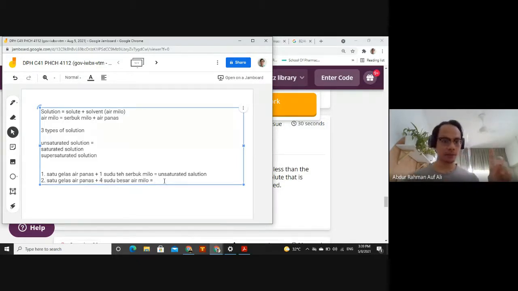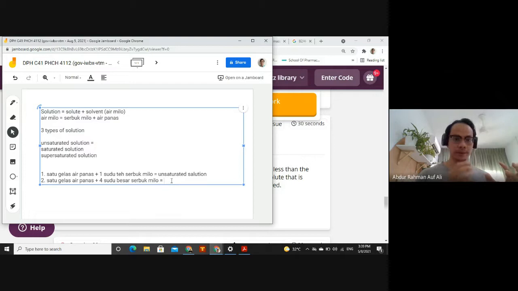Okay, saya tambah lagi 1 sudu serbuk Milo. Saya tambah 1 lagi sudu serbuk Milo dalam gelas saya ni. Bila saya kacau, ada serbuk Milo yang tak larut. Okay? Bila saya minum, saya boleh rasa serbuk Milo tu dalam mulut saya. Tak boleh larut dah. Saya kacau macam mana pun, dia tak boleh larut. Itu bermaksud dalam satu gelas tu dah banyak sangat serbuk Milo.